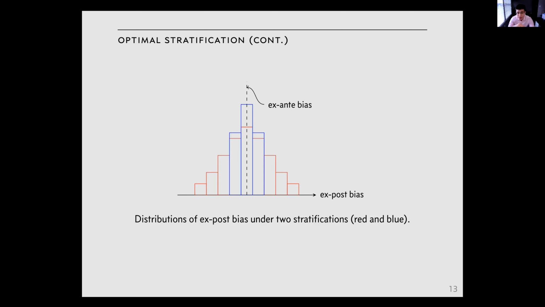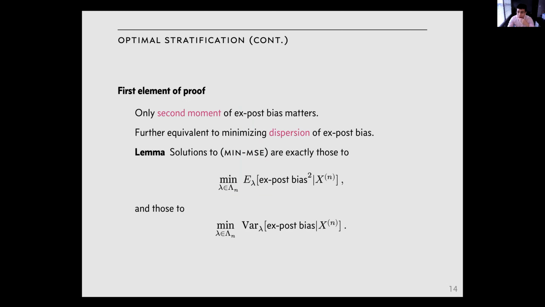That intuition is true. So this first element of the proof that I'm going to discuss is actually saying, if you want to minimize the mean squared error, you are equivalently just minimizing the second moment or the dispersion of this ex-post bias in this graph. It might be kind of awkward now because one of them is minimizing the second moment, which is intuitively the size of ex-post bias, and the other is minimizing the variance or the dispersion of ex-post bias. But how can they be equivalent?